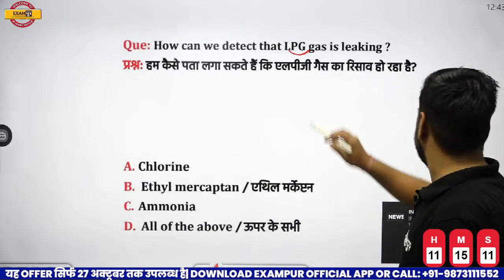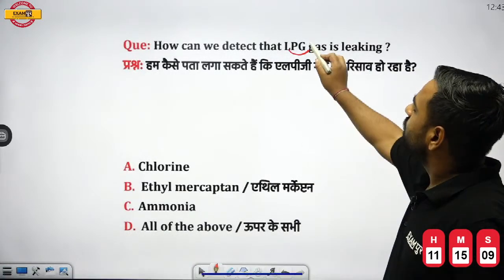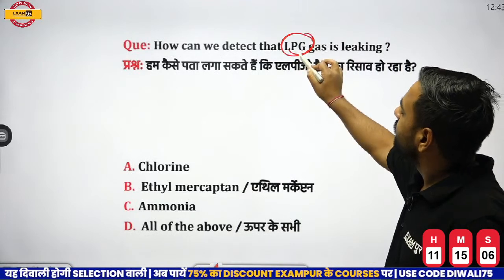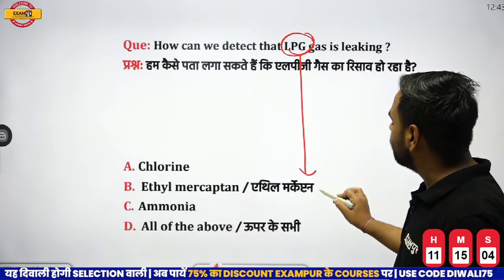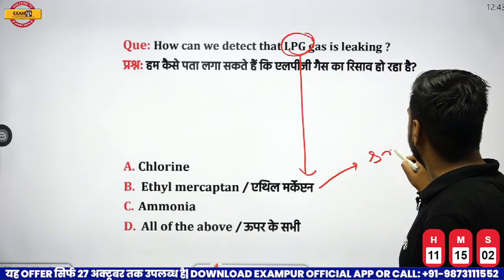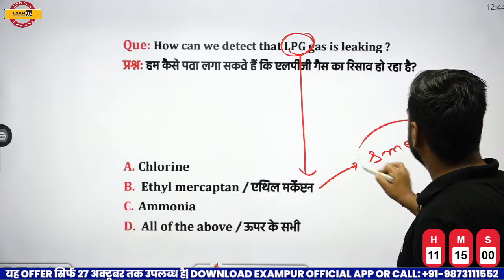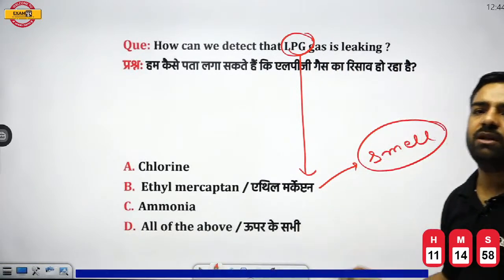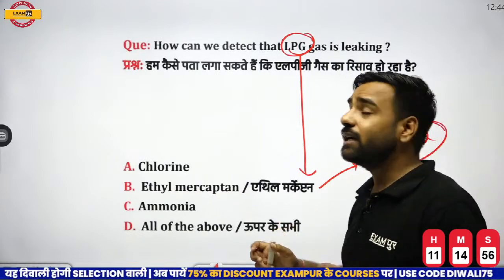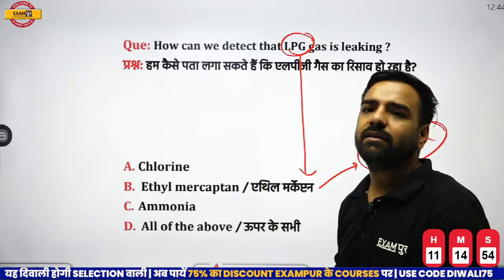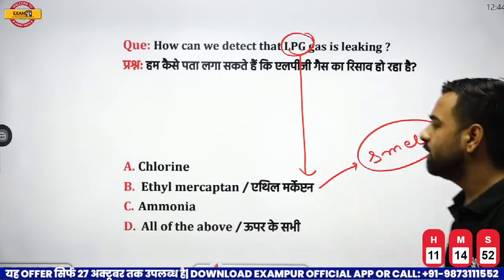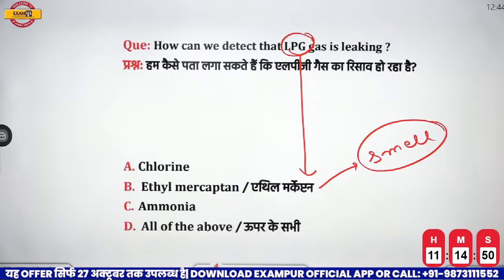So what I was saying, there are several things present here. We'll talk about this LPG. Here we have ethyl mercaptan, which is actually giving you the smell. Because of this ethyl mercaptan only, we are able to understand that there's a leakage. Great. So here option number B is the correct answer.